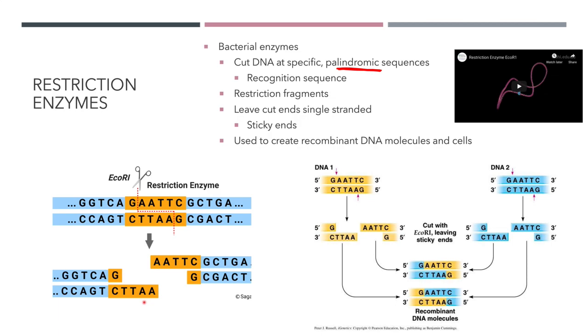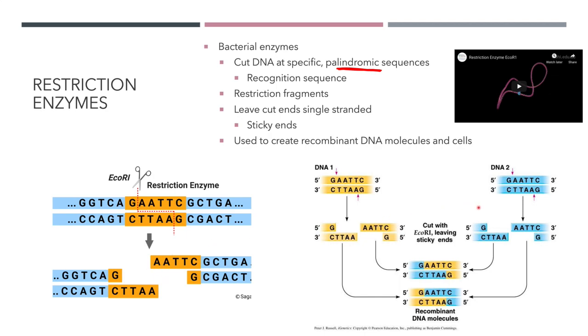Now this is really important. These are referred to as sticky ends. And these sticky ends are used to create new recombinant DNA molecules. So if I have a restriction enzyme and I cut a plasmid, a bacterial plasmid, with this restriction enzyme, where the plasmid is cut and now open is called sticky ends.